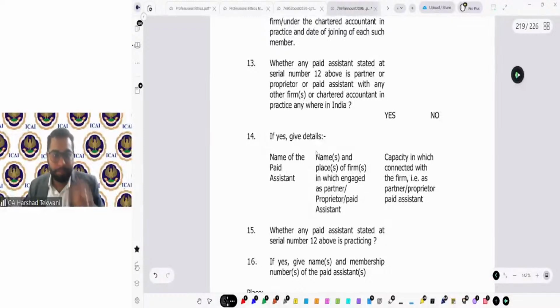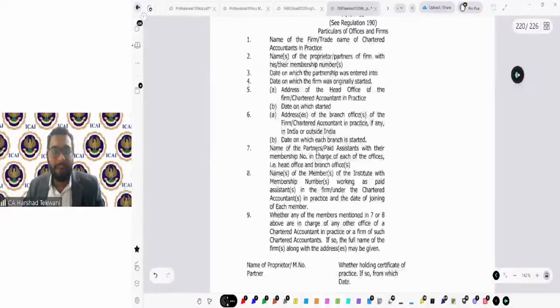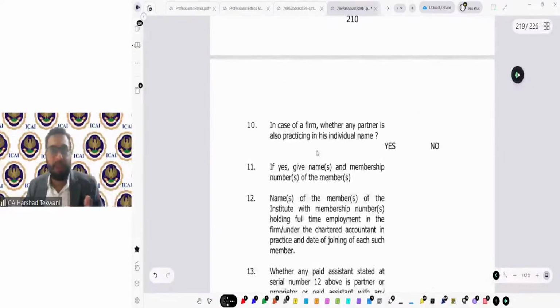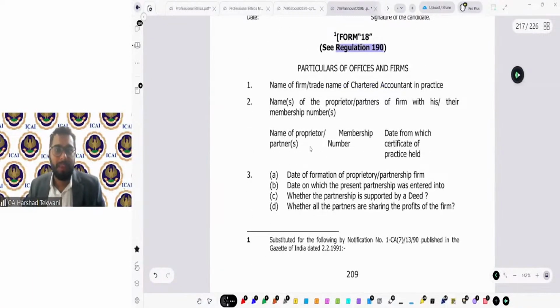Again, all these details are required to be given, along with the rest of the details. So this is the one form where a firm is required to intimate the particulars of its offices and branch offices. That is Form 18. Nowadays you can also fill these forms from the self service portal. So on the SSP portal, all these things happen, but this is just an outline of the form which is given in the regulation.